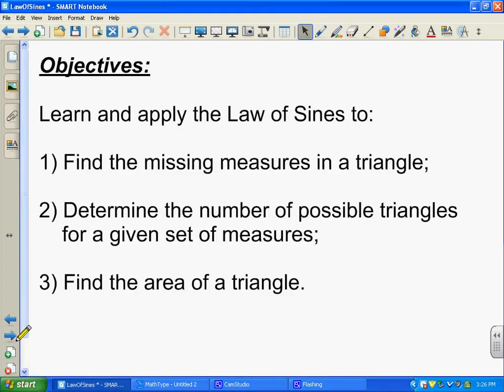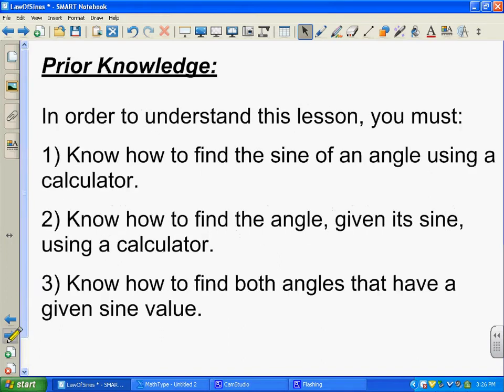Our objectives are to learn and apply the law of sines so that we can find the missing measures in a triangle, so that we can determine the number of possible triangles for a given set of measures, and so that we can find the area of a triangle.